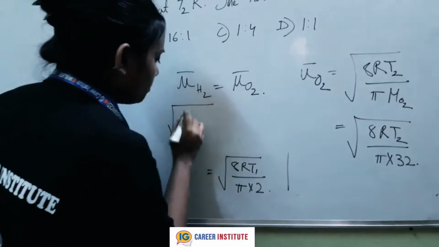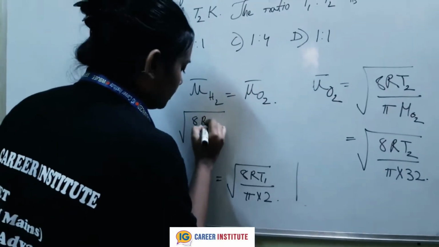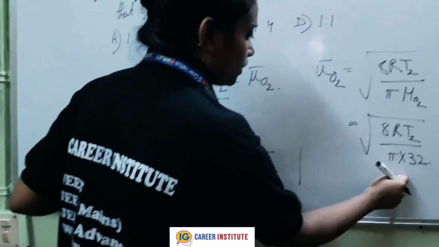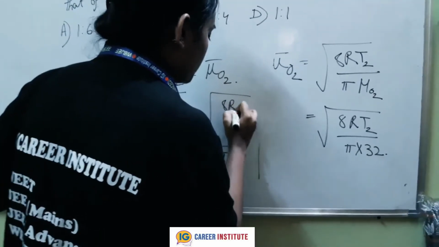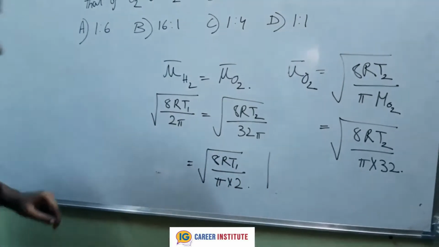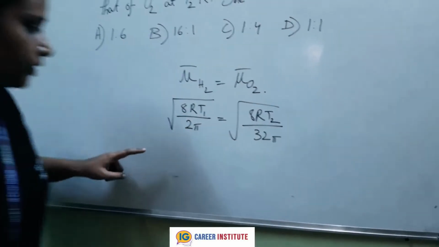So what was mu bar of hydrogen? What did we get? Root over 8RT1 by 2 pi. That equals mu bar of oxygen. What did we get? Root over 8RT2 by 32 pi. So let me rub this lower portion. Basically now we have to solve this.